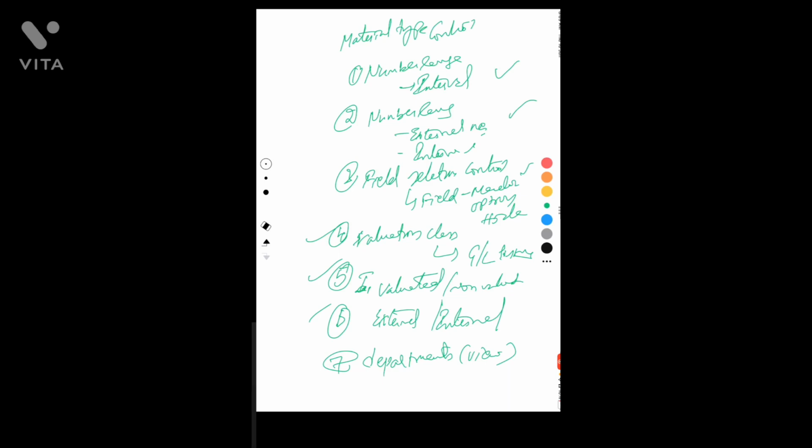Clear? So this is the concept of material type controls. These are all material type controls. Clear?